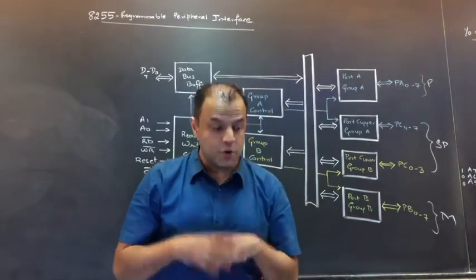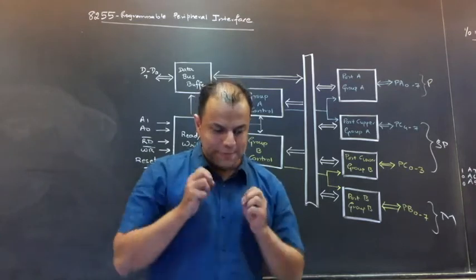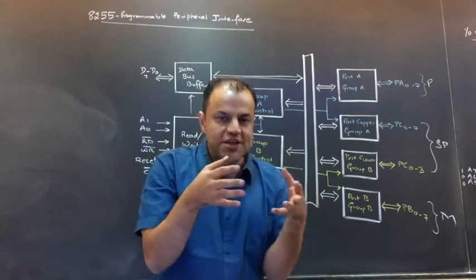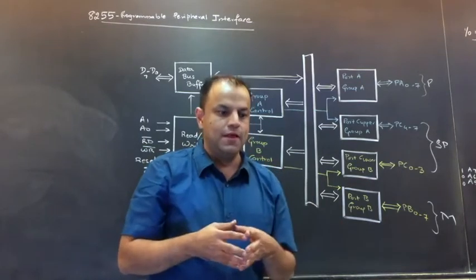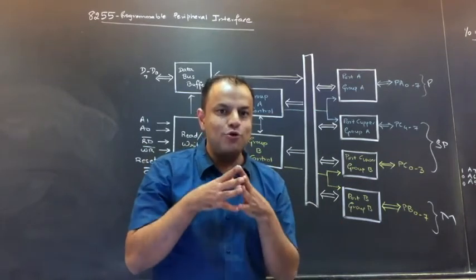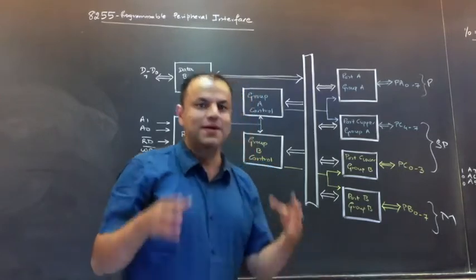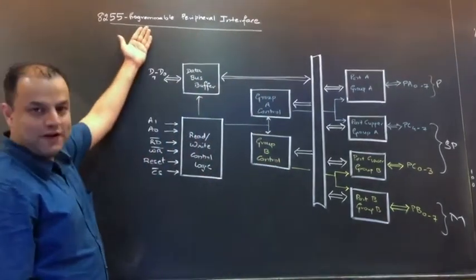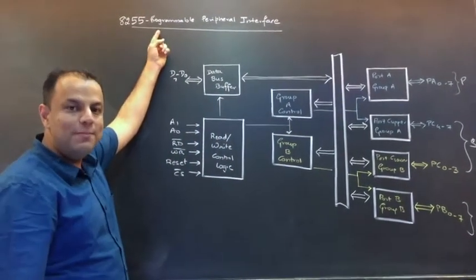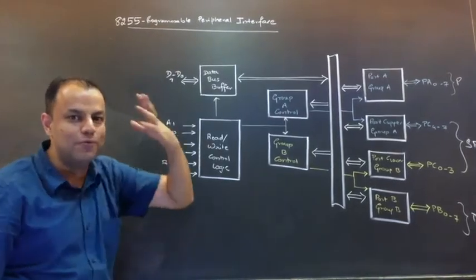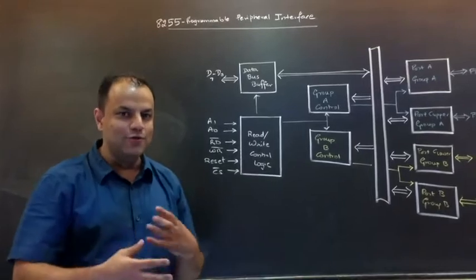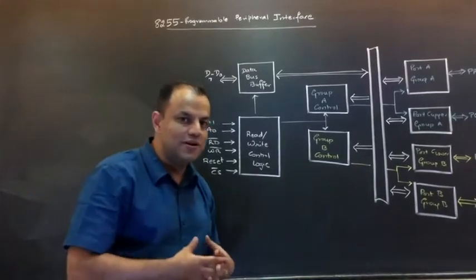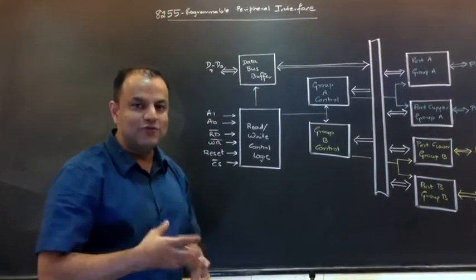But my point is, why do you send commands? By sending commands, you initialize the chip. You decide how the chip should work. You decide how you want to program the chip, because 8255 is a programmable peripheral interface. The word programmable means you can set it up the way you like. You can make the ports behave the way you want them to behave. And for that you need to send commands.